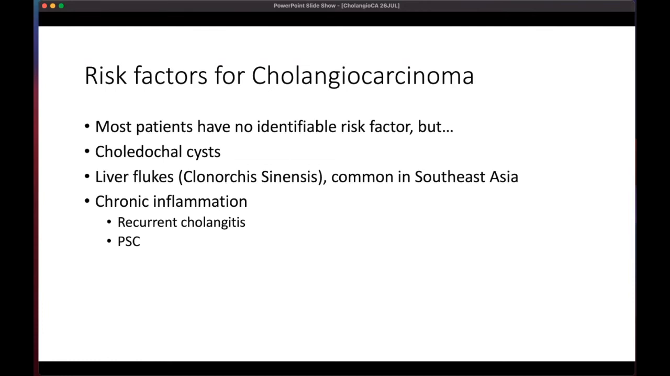The other thing is recurrent infection. So it's a little bit of the chicken or the egg, but that's probably why Clonorchis causes cholangiocarcinoma, and some patients can get primary biliary stones, probably from infection in the first place, but those are associated with cholangiocarcinoma as well.